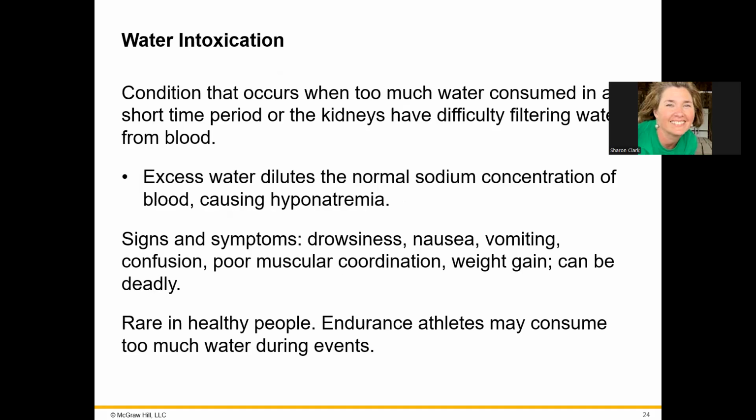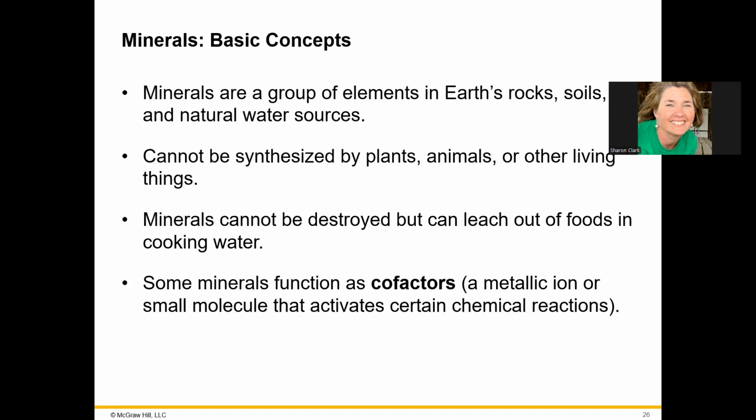All right. I want to kind of pause there, and in part two, we'll talk about major minerals, and then in part three, we'll talk about trace minerals because I want to give each mineral their due and not kind of rush through it. So let me know if you have any questions about water, and I will see you in part two.